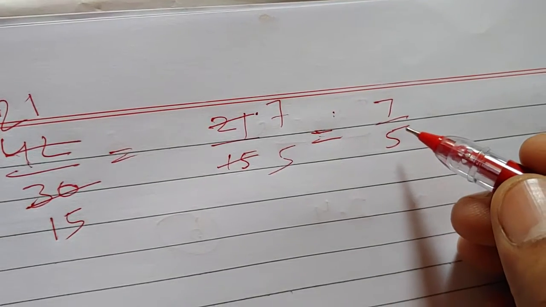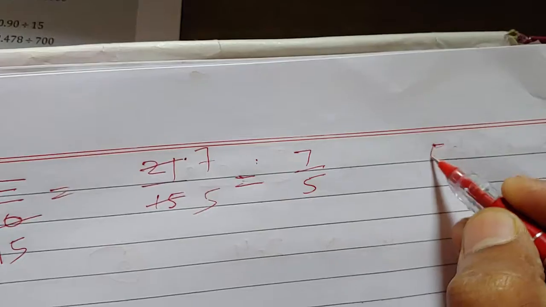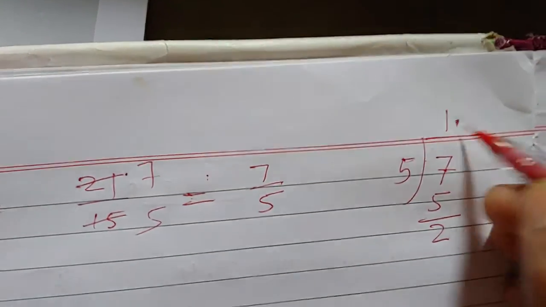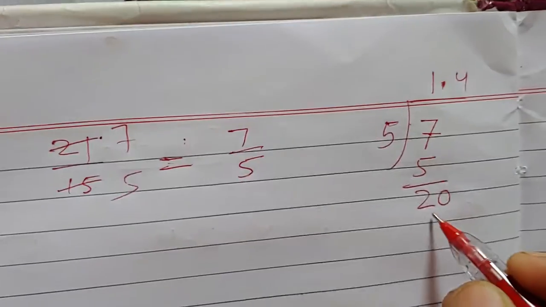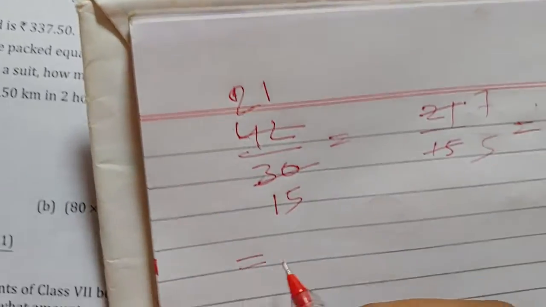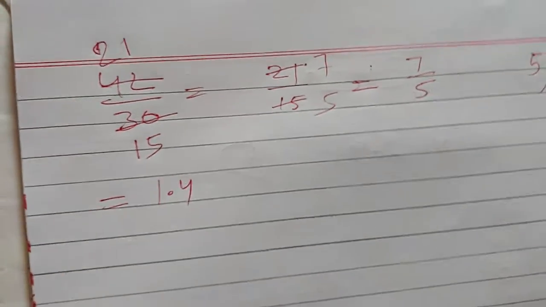Now you can divide it easily. 7 divided by 5: 5 ones are 5, 2 is the remainder. The remainder is less than the divisor, so you can put the decimal point here and a 0 will be added. 5 fours are 20. The answer is 1.4. So this is the cancellation method.